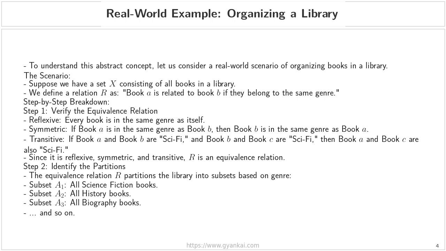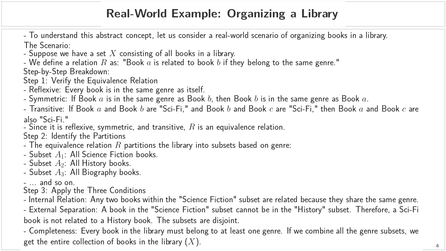For instance, subset A1 would contain all the science fiction books, subset A2 would contain all the history books, and subset A3 would contain all the biography books, and so on for every genre present in the library. Finally, in Step 3, let us apply the 3 fundamental conditions we learned in the previous slide to this example. First, the internal relation. Any 2 books within the science fiction subset are related to one another because they share the same genre. Second, external separation.